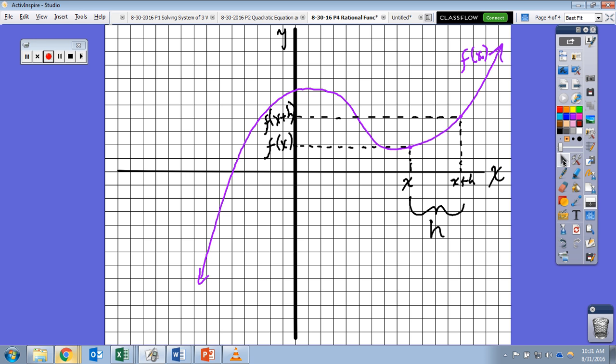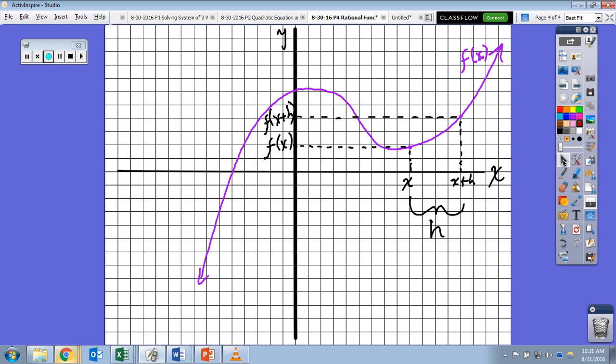Well, let's be careful. This is f of x. This is f of x plus h. This is x. This is x plus h. Two different things. Because you're plugging something in, you have to consider that when you plug in x plus h, that's going to equal your y value. Yeah. That's what it's saying.